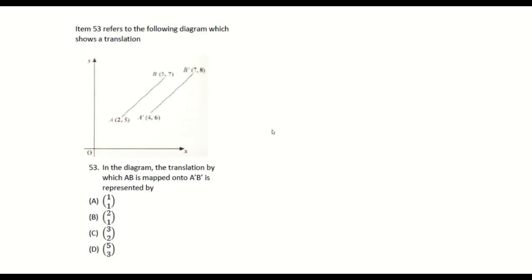Let's look at January 2022. Paper 1, section 8, which is trigonometry and geometry, 53 to 60. This is a repeated question. The answer, if I recall, was 2, 1. So 2 plus 2 is 4, 5 plus 1 is 6, 5 plus 2 is 7, 7 plus 1 is 8. So it is B.